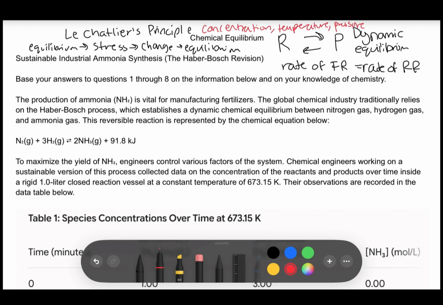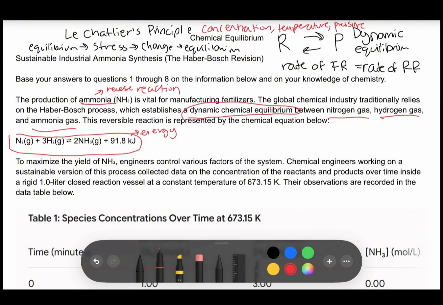The production of ammonia is vital for manufacturing fertilizers. If you don't know, ammonia production actually involves a reversible reaction. The global chemical industry traditionally relies on the Haber process, which establishes a dynamic chemical equilibrium between nitrogen gas, hydrogen gas, and ammonia gas. This reversible reaction is represented by the chemical equation below. So we have nitrogen, hydrogen, ammonia, and energy. kJ is energy in joules. It's also heat.